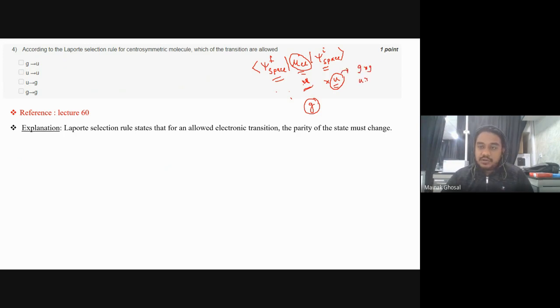Then you know that G into G and U into U cannot give you U. If two states have the same parity, then they will not give you U. Unless they are of different parity, they will give you U. So the transition will happen only from G to U and U to G. All other transitions, from U to U and G to G, are not possible for a centrosymmetric molecule. So this is the answer.